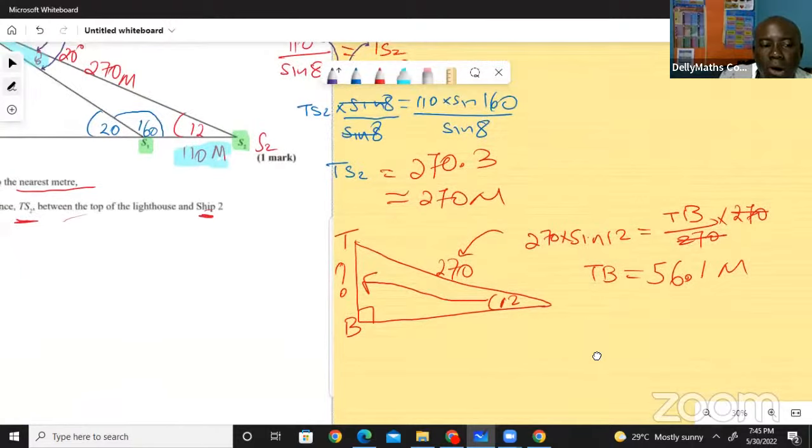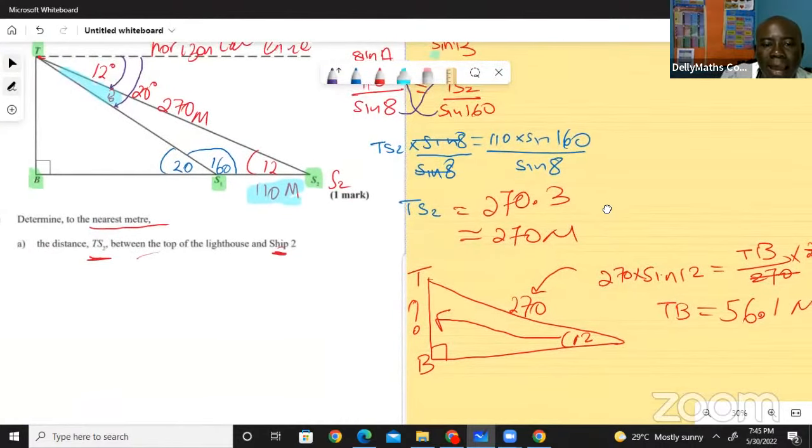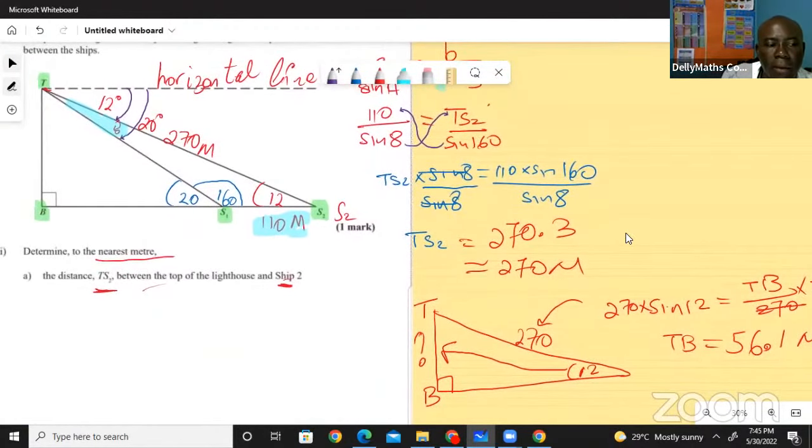So I hope you look at how you can pull your diagram apart. Pull your diagram apart, man, and do what you have to do with the knowledge you have.